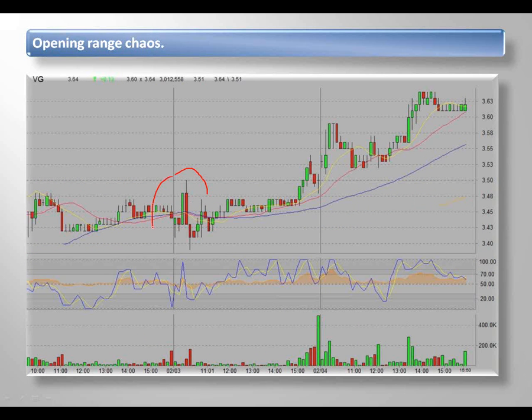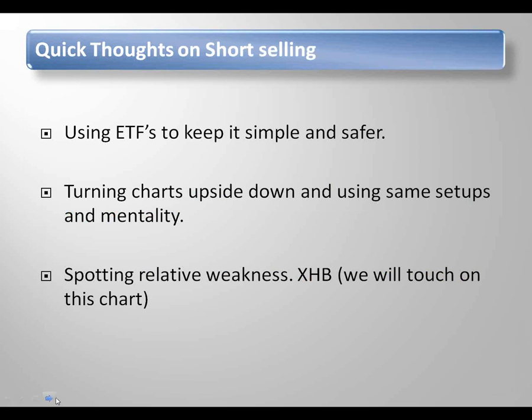Again, a duplicate slide talking about the opening range chaos here. Quick thoughts on short selling. We haven't touched a lot on short selling because it hasn't been the market that we've had for the longest time. There will be a time to focus on it, but some simple thoughts right now in this environment.